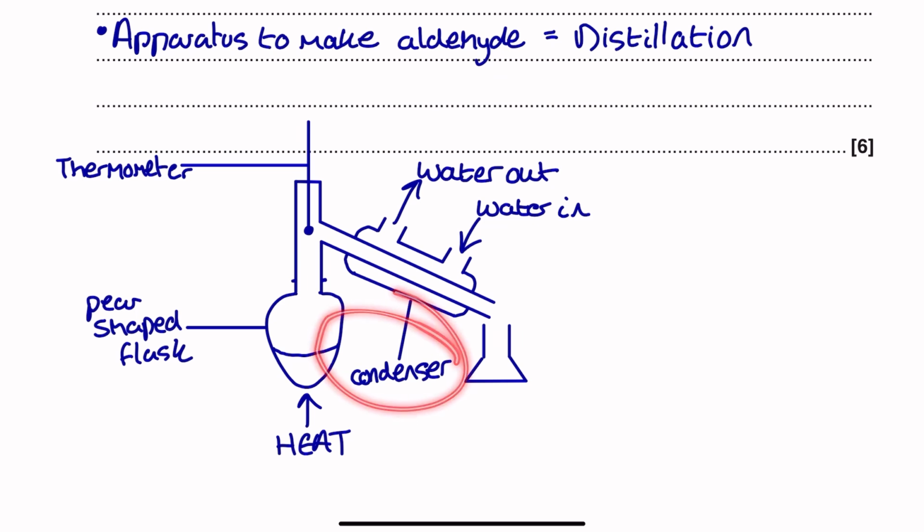The condenser, and then the direction of water flow here is really crucial. So please be very careful that you show water going in at the lower level and coming out at the upper level whenever you draw a condenser. I've also then got a little conical flask just here where my fraction will be collected in this process, which would be my aldehyde in this case.